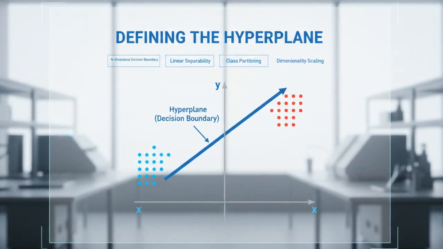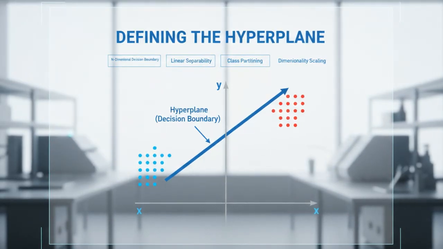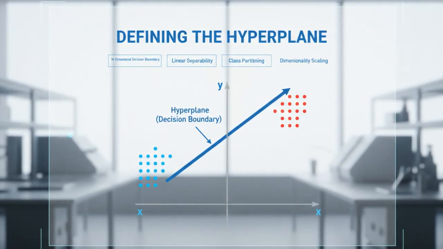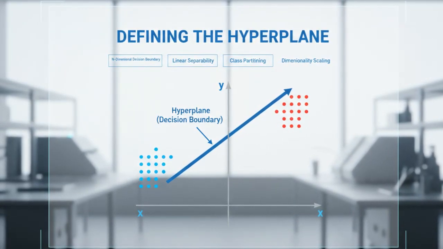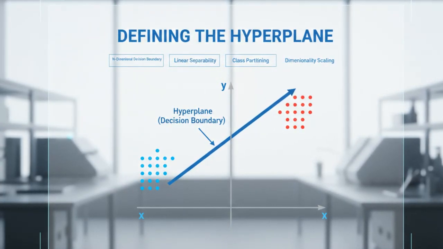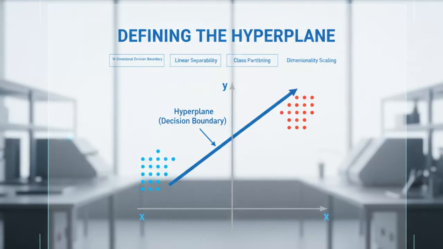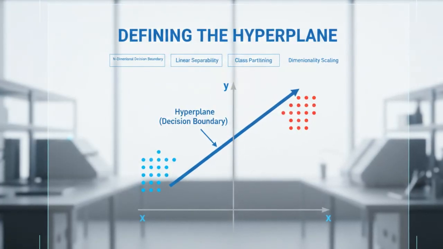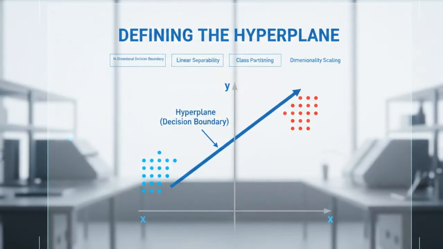Data points falling on one side are assigned to one category, while those on the opposite side belong to another. Selecting the right hyperplane is critical because it determines how well the model will generalize to new, unseen data. We aren't just looking for any line, we are looking for the optimal one.